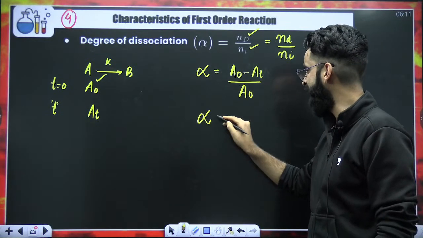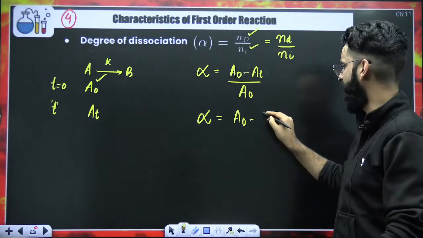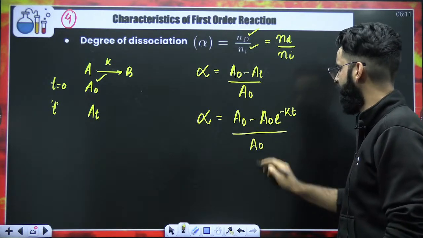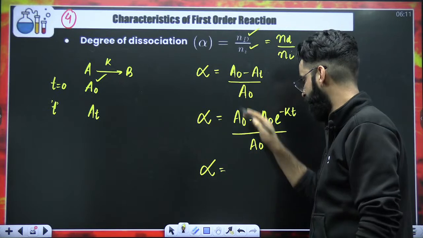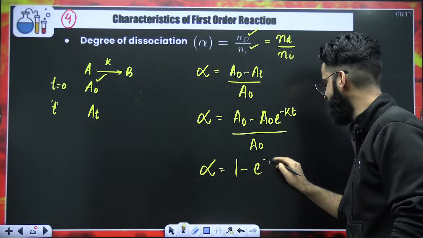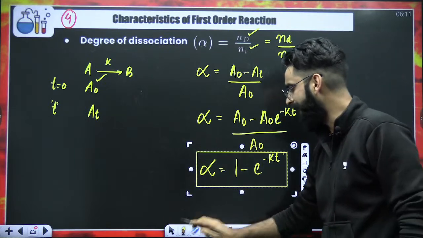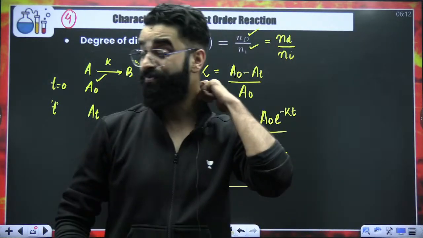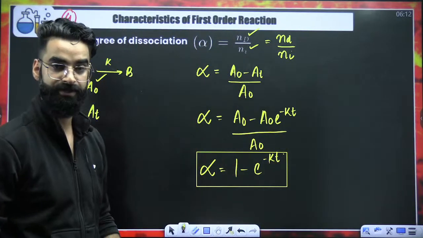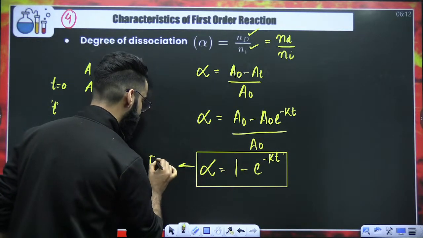Perfect. So, my dear students, alpha is equal to A naught minus At, divided by A naught. Two minutes back I told you the value of At, which is A naught e raised to the power minus Kt. If I take A naught common in the numerator and denominator, A naught gets cancelled, and I get exactly 1 minus e raised to the power minus Kt. This is the expression to calculate the degree of dissociation for the first order reaction. Alpha is equal to 1 minus e raised to the power minus Kt, and this result is valid for the first order reaction.